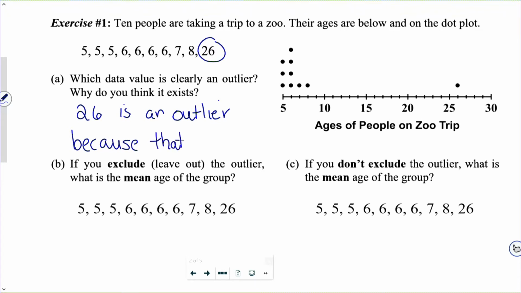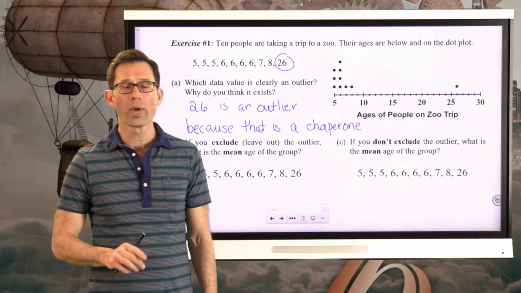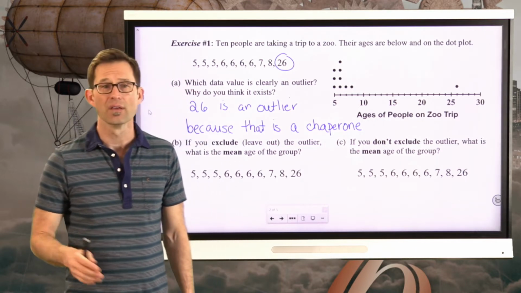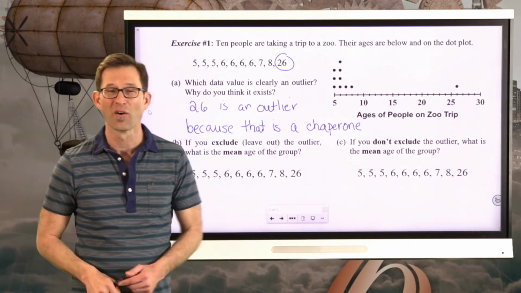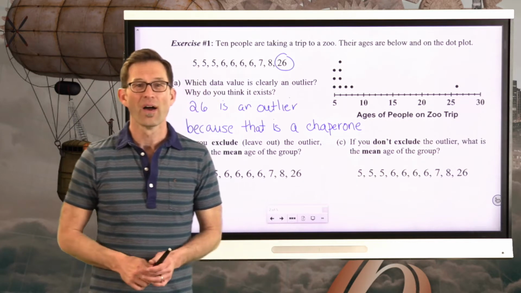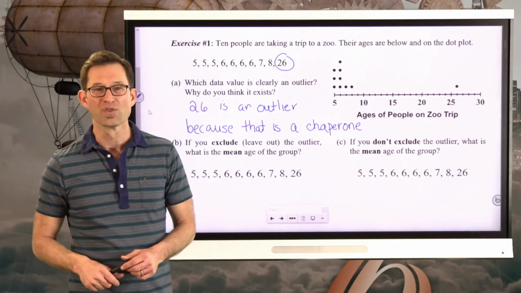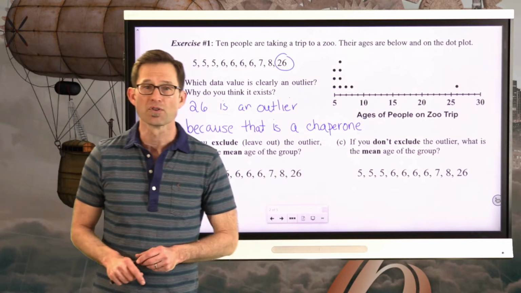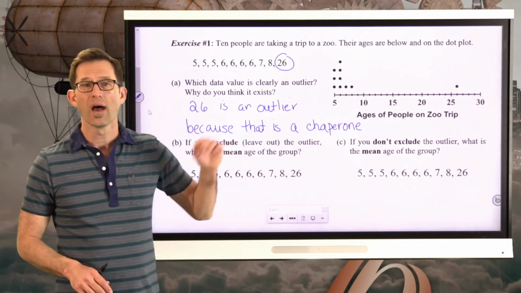that is a chaperone. A chaperone or a teacher or an adult or whatever you want to say that's taking the kids on the trip. It makes sense. I hope you're not going to have a bunch of 5 to 8-year-olds going to the zoo by themselves. You never know, especially at these times. But yeah, so you have this chaperone.